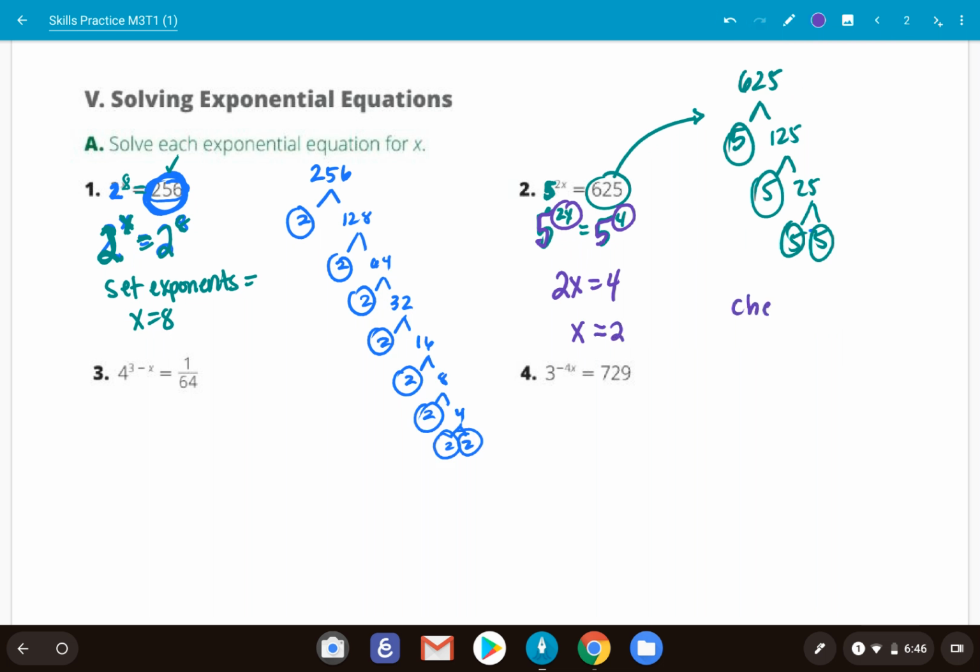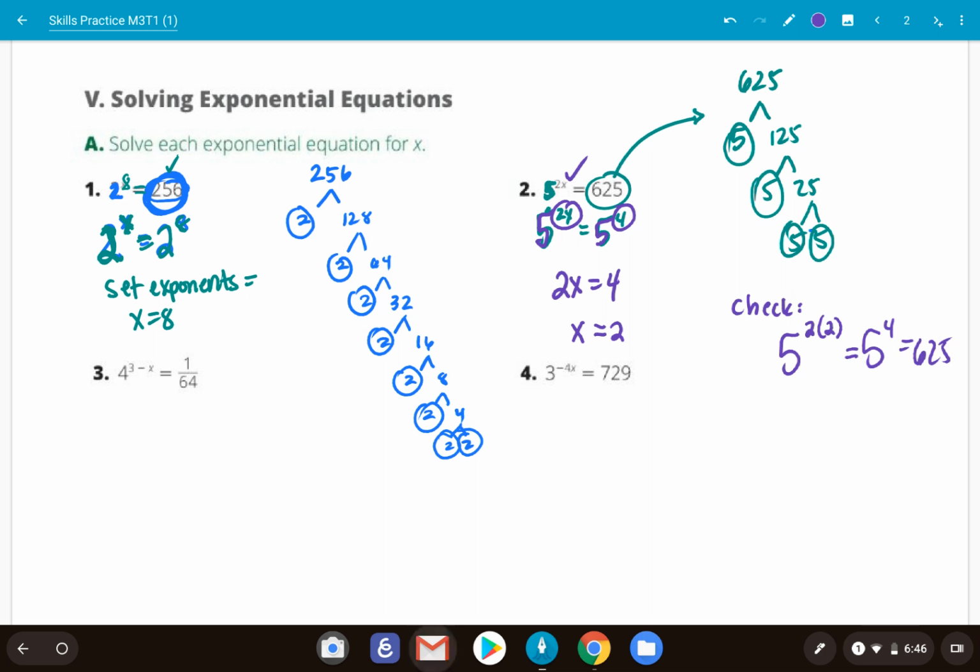And then let's check it. 5 to the 2 times 2 power equals 5 to the 4th power. And if you were to multiply that out, you get 625. So we know we got the right value for x.